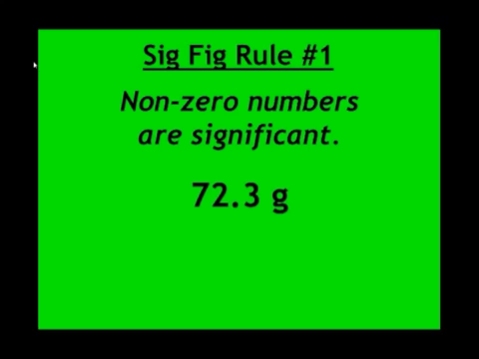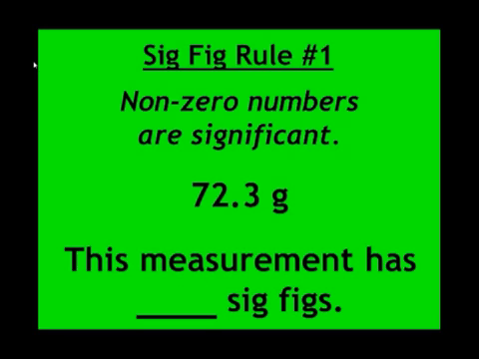So here I have a measurement, 72.3 grams. There are no zeros, everything counts. This measurement has 3 sig figs. Okay, our next Sig Fig rule. Sig Fig rule number 2.